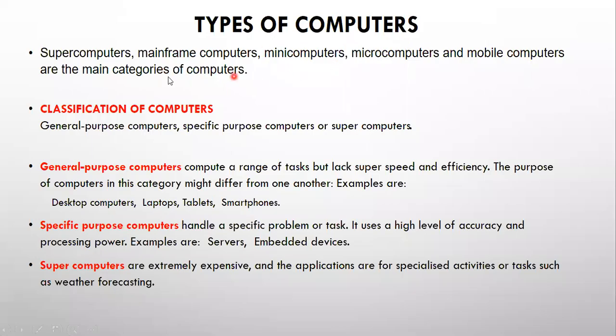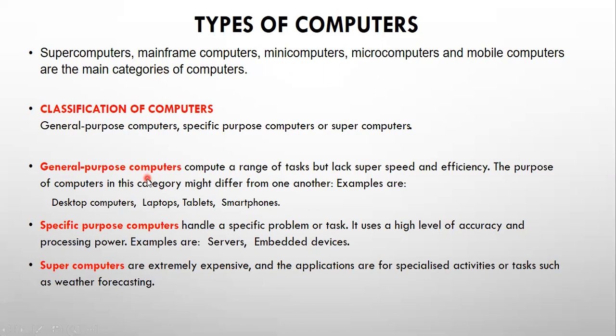Types of computers. There are supercomputers, mainframe computers, minicomputers, microcomputers, and mobile computers. They are the categories of computers that you can get. This is supercomputer in terms of speed, going down to mobile computers. Now, under classification of computers in general, we have general purpose computers, specific purpose computers, and supercomputers.